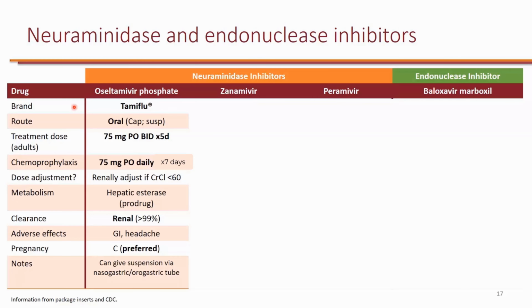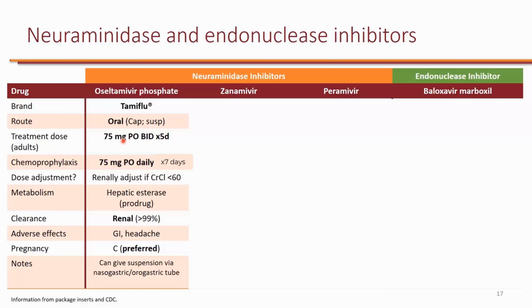So the first one, which is the most commonly used, is oseltamivir phosphate. It's a prodrug. That's why you see phosphate in the name. The brand name is Tamiflu. It's available as a capsule and in suspension form. And for treatment of influenza, we typically use 75 milligram PO twice a day for 5 days.